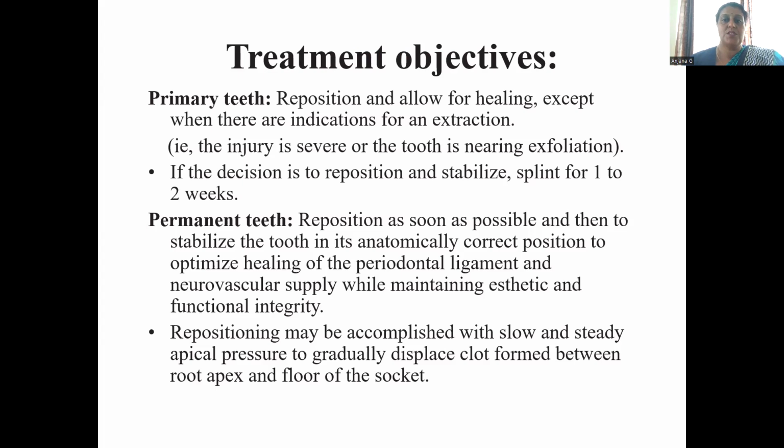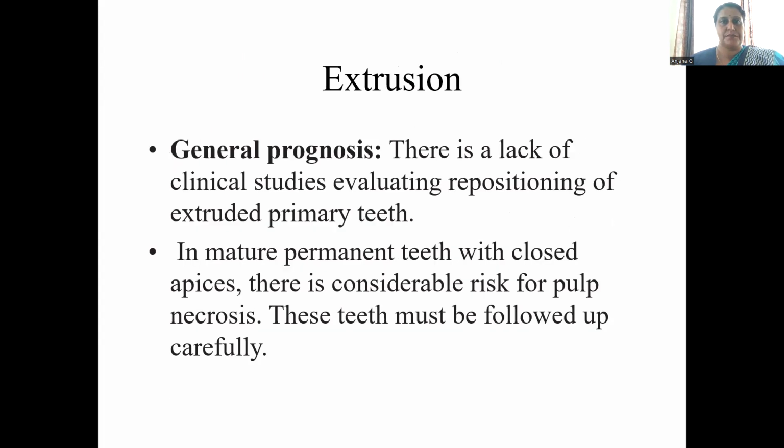Repositioning may be accomplished with slow and steady apical pressure to gradually displace clot formed between the root apex and the floor of the socket. Splint for up to 3 weeks in case of extrusion. General prognosis: there is a lack of clinical studies evaluating the reposition of extruded primary teeth. In mature permanent teeth with closed apices, there is considerable risk for pulp necrosis. These teeth might be followed up carefully.